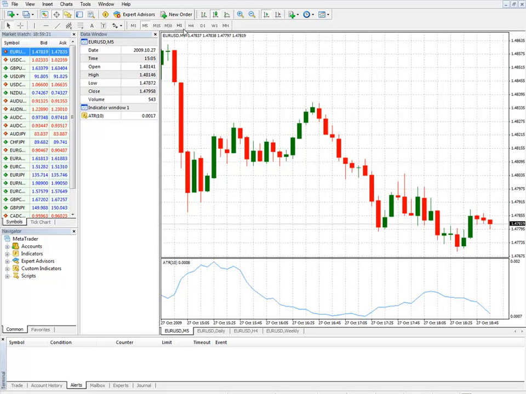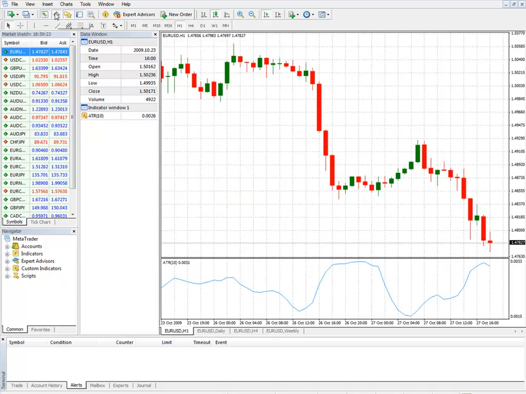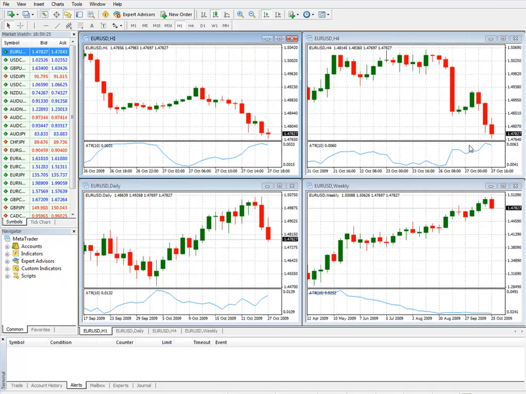So let's go back here to hourly, close the data window. That is a brief introduction to risk control, also an introduction to the wonderful scalability of Forex, which allows us to trade different lot sizes based upon the risk control that we need for our particular account size.